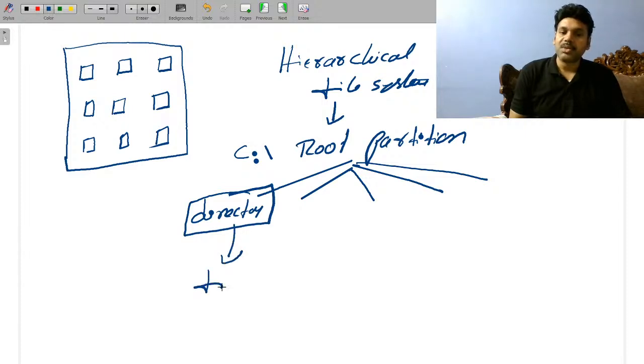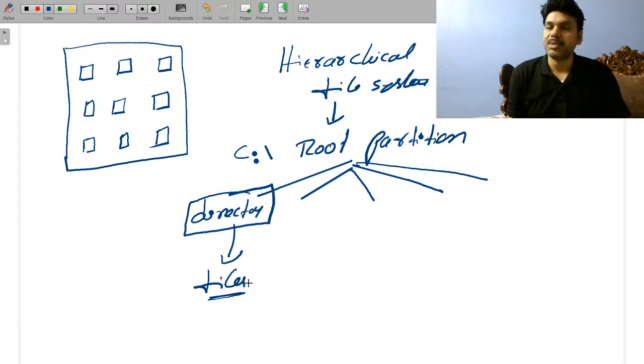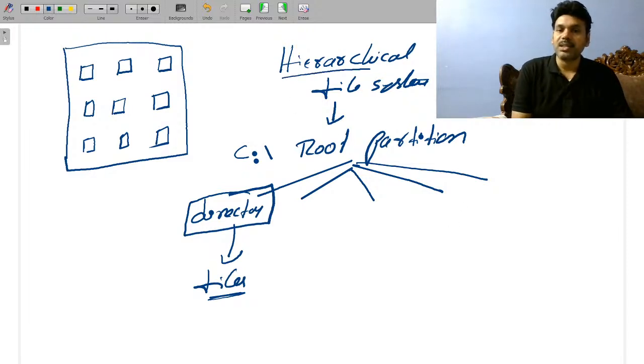In that, you can store your files. That means you can store your data in the form of a file. A file consists of a good amount of data, and these files can be segregated into respective directories. As I said, all operating systems follow a hierarchical file system.